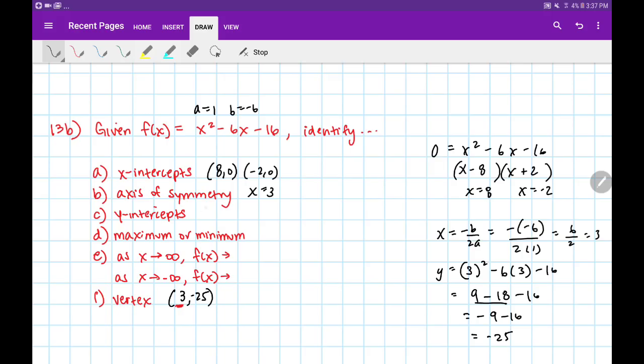Now my y-intercept, I'll set the x value equal to 0. Just like that, it disappears. I'm left with (0, −16). I know that this is facing up because it's positive on the outside. So that means I'm dealing with a minimum. And since it's going upwards, y approaches positive infinity, both on the right side and on the left side.